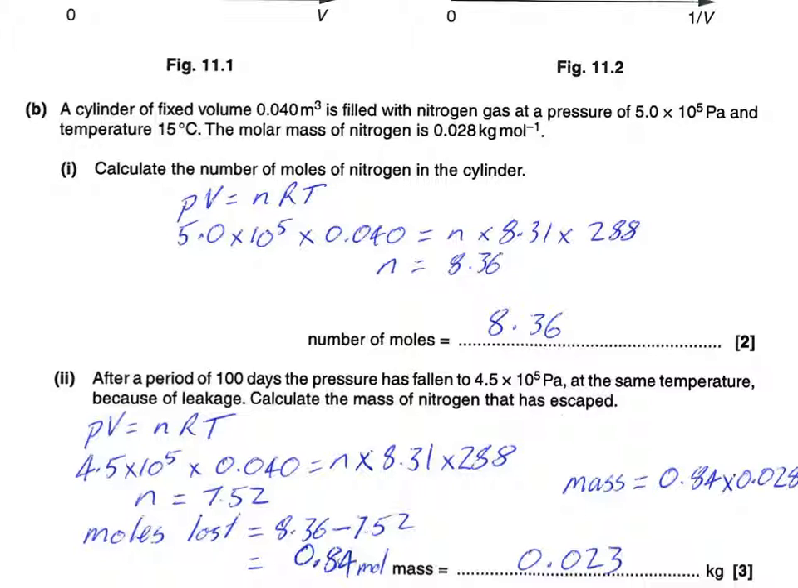You can obviously read the detail of my sum I've done there. One thing you do need to be careful of is, as always, that we need to be using absolute temperature, so not 15 degrees C, but 15 plus 273 gives me 288. And they're quite explicit on the mark scheme that if you use 15 degrees there, you get exactly no marks.